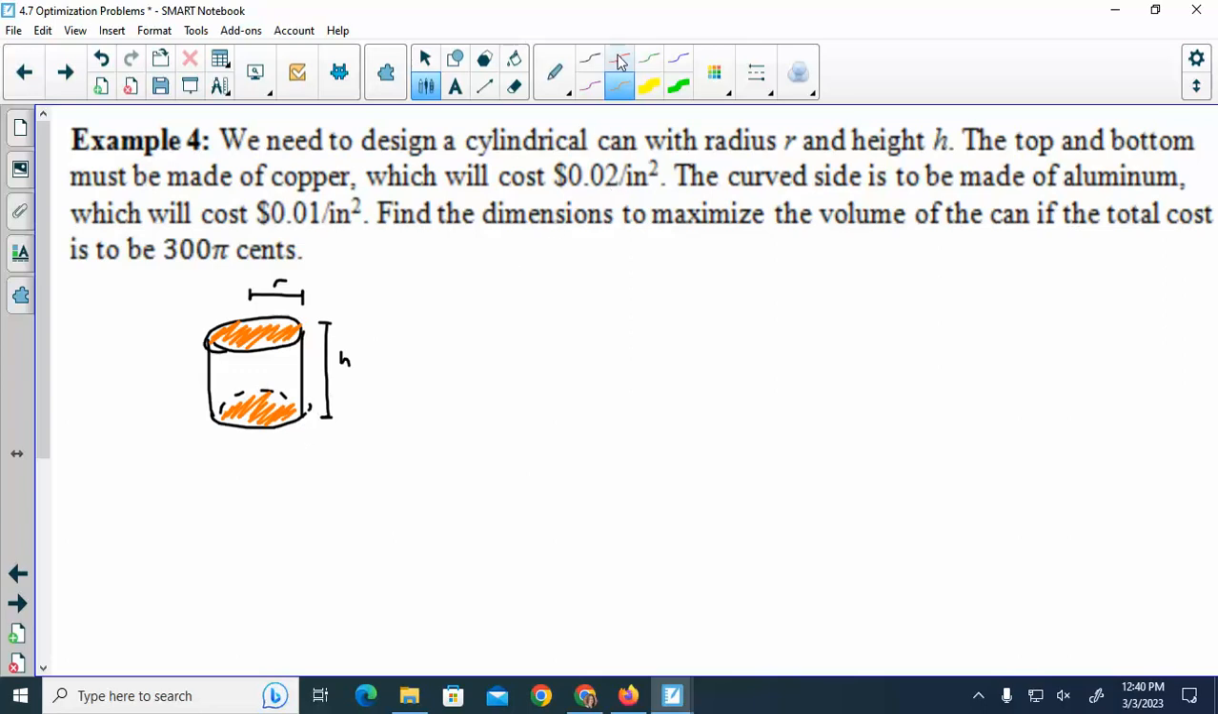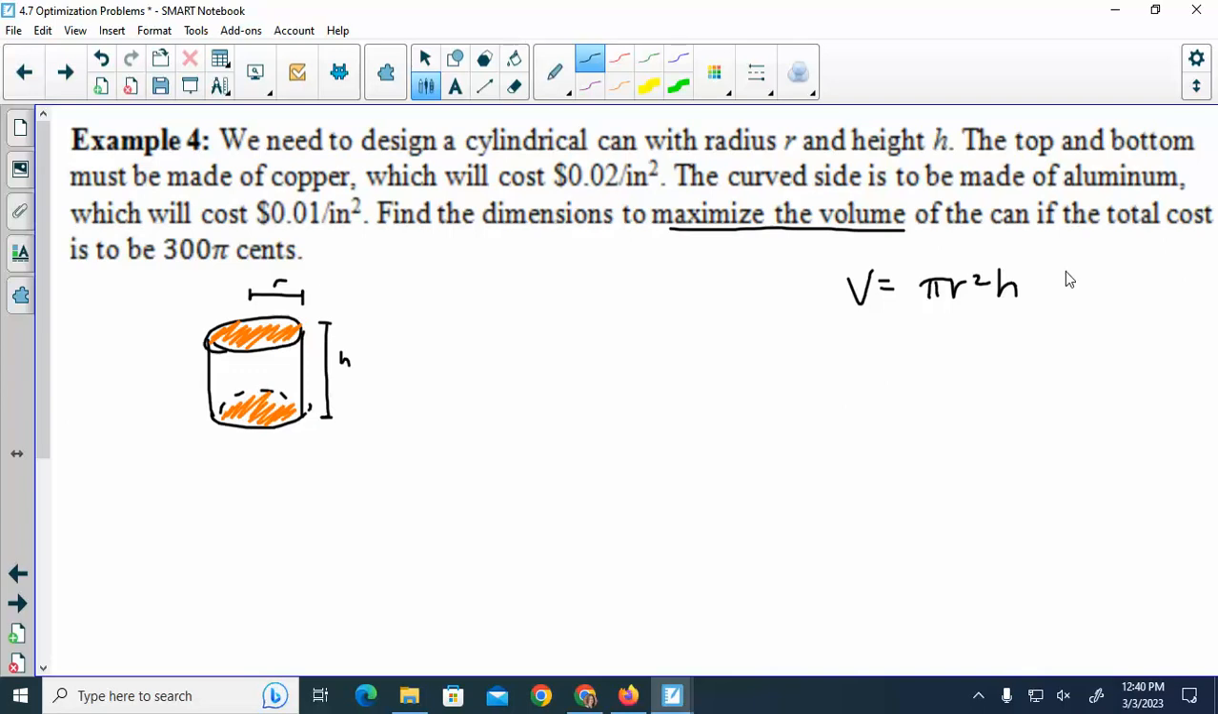The curved side is to be made of aluminum, which will cost 1 cent per square inch. Find the dimensions to maximize the volume of the can if the total cost is to be 300 pi cents. Okay, so I want to maximize volume. Volume of a can is the area of the base, so area of a circle is pi r squared, times the height. Okay, we know to maximize or minimize, that means derivative, but what's wrong with this right now? Why can't I do the derivative yet?